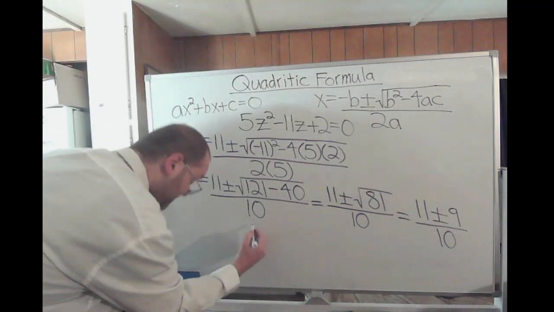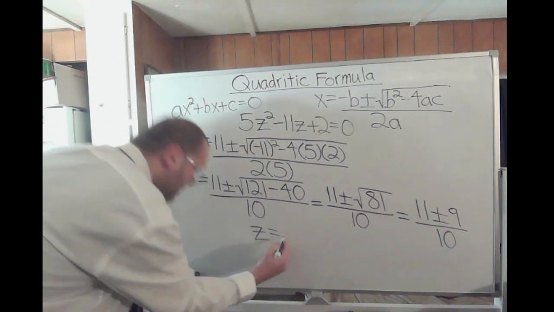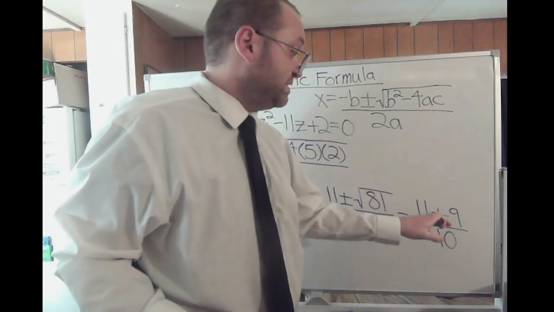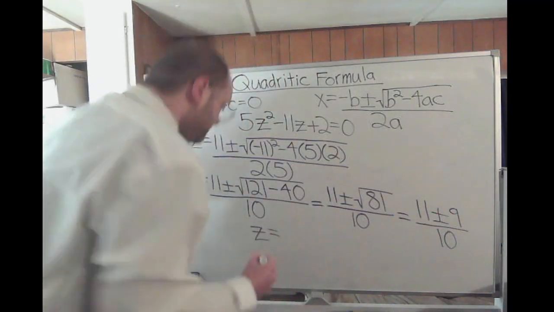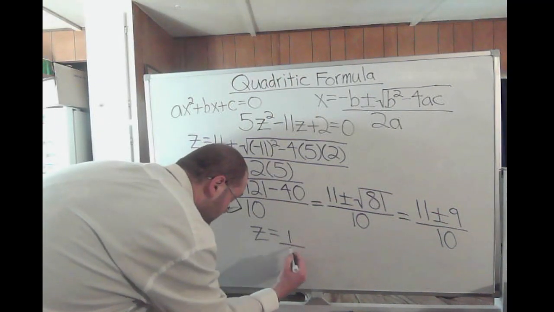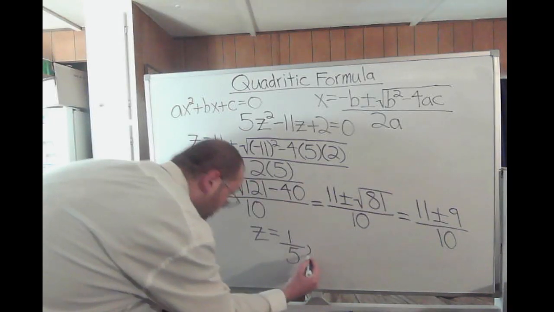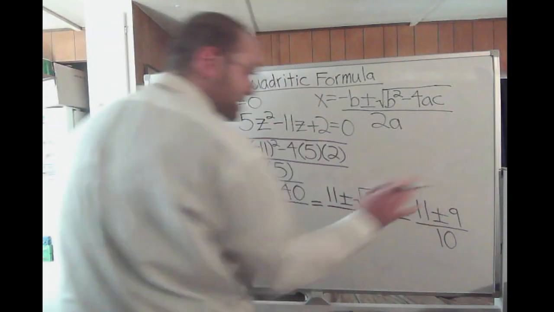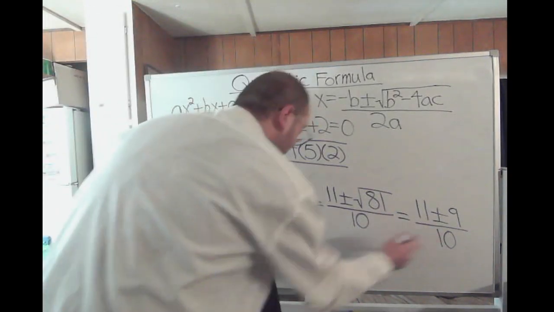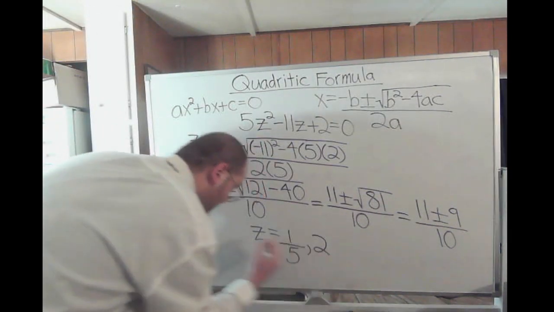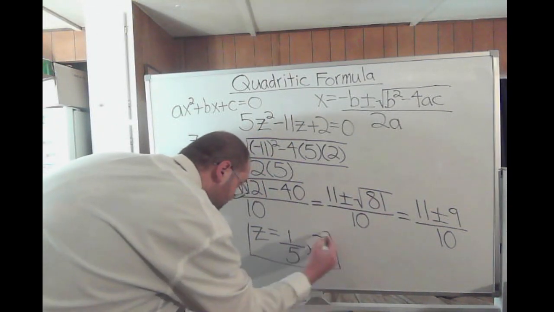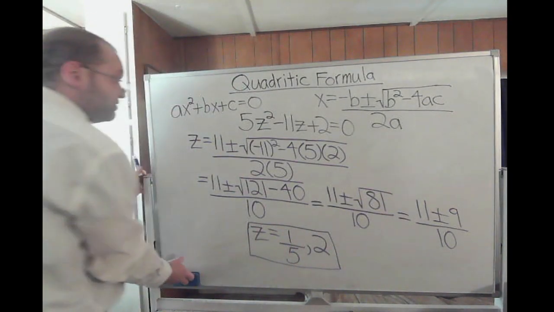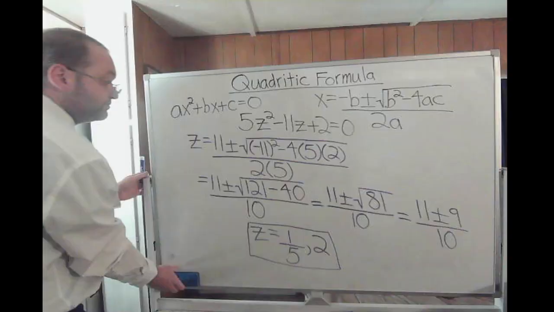So now we know z has 2 values, right? Let's start with 11 minus 9. 11 minus 9 is positive 2. Then over 10, that turns into 1/5. So one value for z is going to be 1/5. The other value, let's see, so 11 plus 9, that's 20, divided by 10 is 2. So the 2 values of z that you're going to get are going to be 1/5 and 2. Those would be your answers for z, 1/5 and 2.